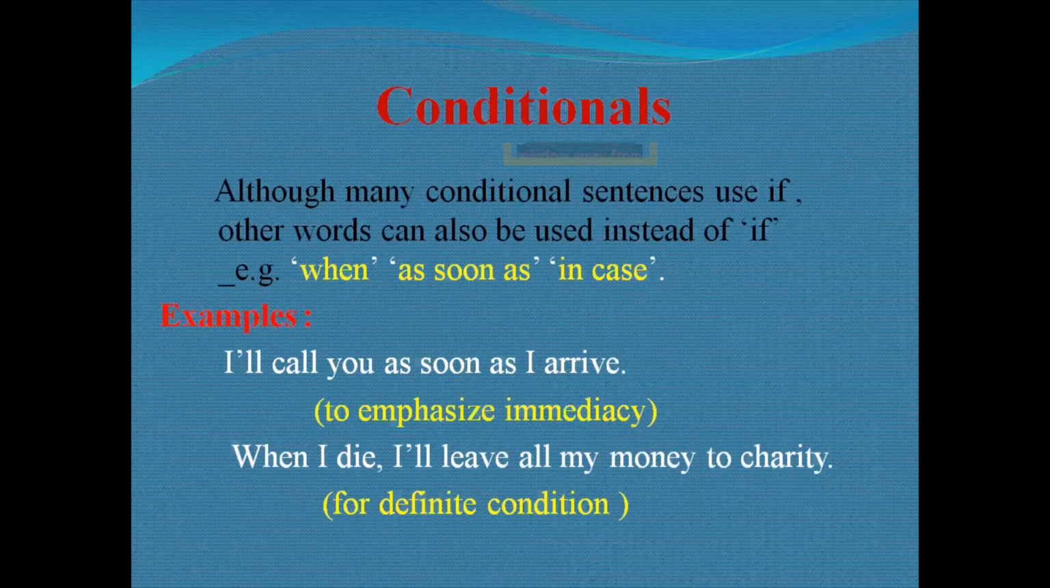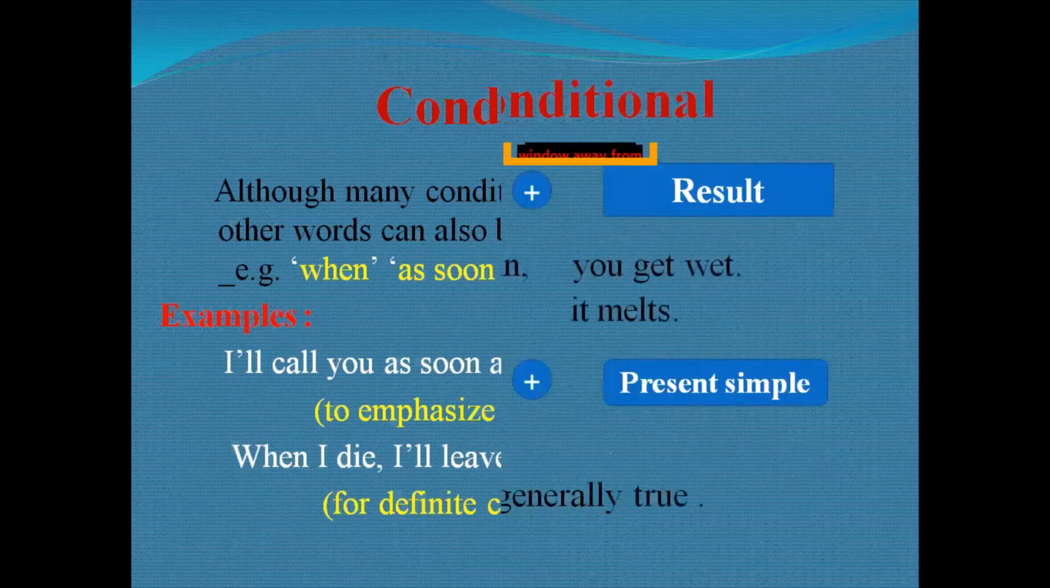Like the examples given here: I will call you as soon as I arrive. So what does it emphasize? It emphasizes immediacy, as soon as. When I die, I will leave all my money to charity, for a definite condition. When do we use when in conditions? When we are definite about the situation.